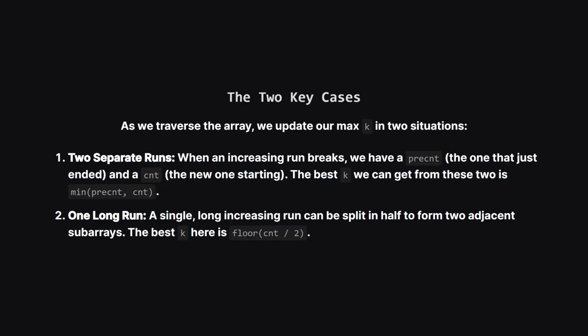As we walk through the list, there are really only two ways we can form our two adjacent subarrays. The first case happens when one increasing run ends and a new one starts. We have the length of the previous run and the length of the current one. The biggest k we can make is limited by the shorter of these two runs. The second case happens inside a single, very long, increasing run. We can simply split this long run down the middle to create two adjacent, increasing subarrays. The length k in this case would just be half of the total length of that long run. We'll check both possibilities at every step and keep the best k we find.